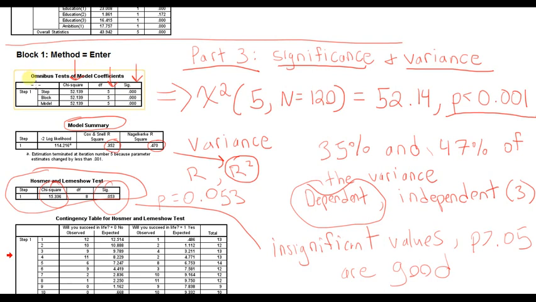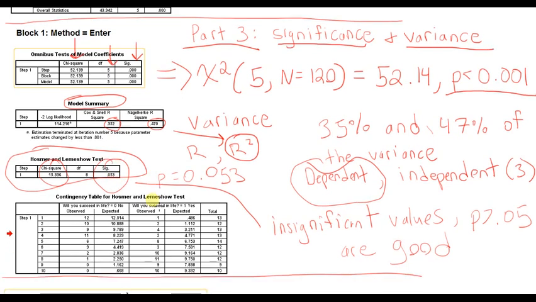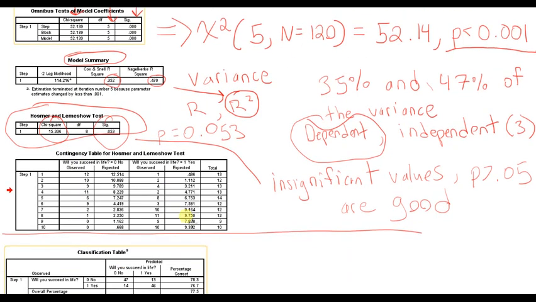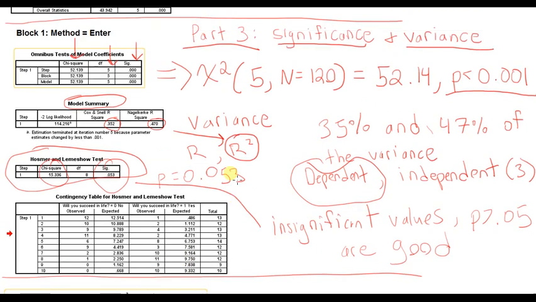That's critical, because you want to remember: for the omnibus tests of model coefficients, you want a significant value. That's good support for your model. But for the Hosmer and Lemeshow test, you want an insignificant value. That's good support for your model. So in this case, you would report that we received an insignificant value on the Hosmer and Lemeshow test, and you could also show the chi-square similar to how we did up here. That's all we're going to talk about today in this video.